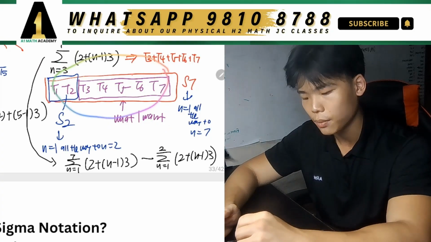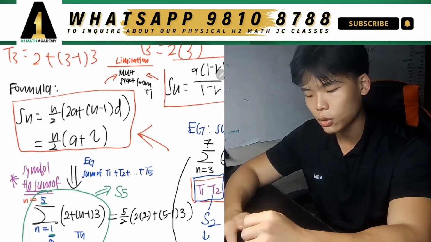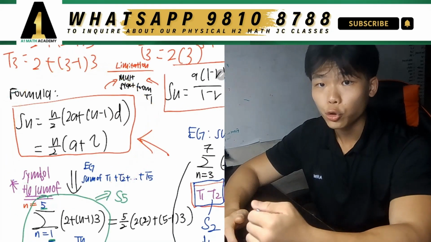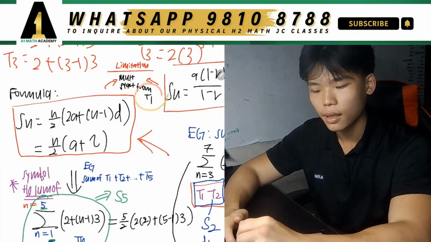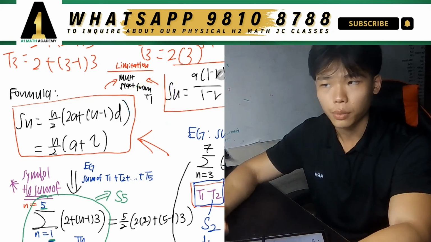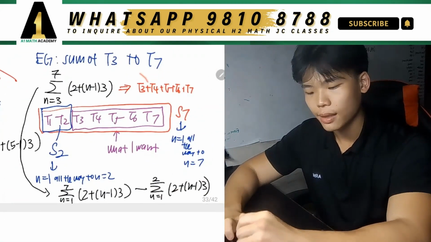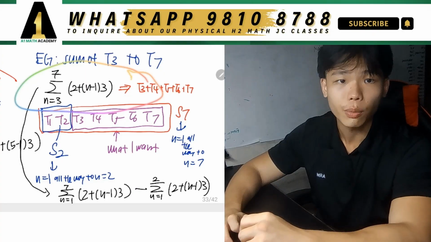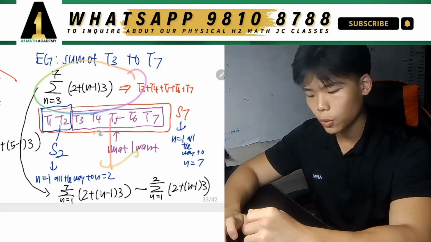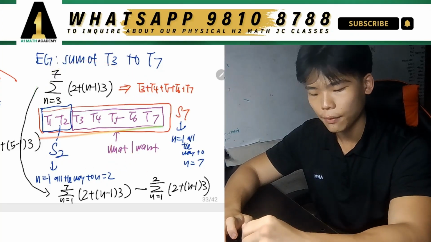But the thing is that in order for me to calculate this, I must use this formula over here. And the constraint of this formula is that everything will start from T1. So in my head now, I'm thinking, okay, since everything must start from T1, how can I manipulate this over here to allow me to start from T1? And that's where I realized that I can actually break this down into an equation, which is the sum of all the terms up until 7, so S7.